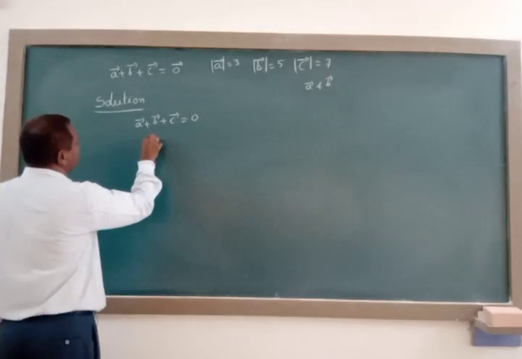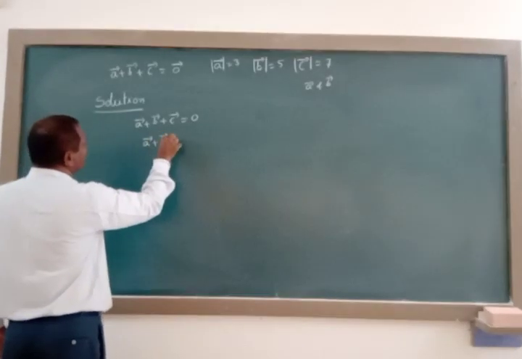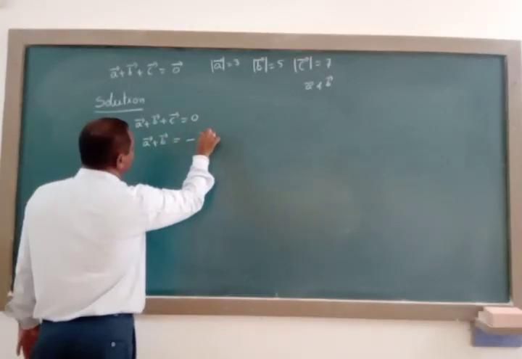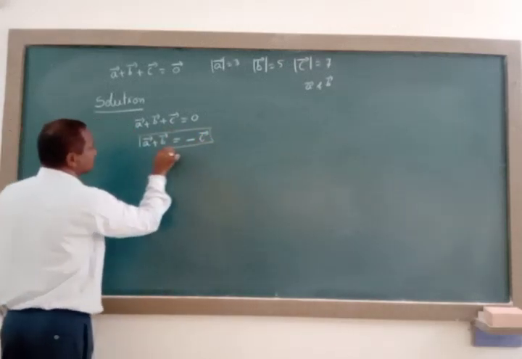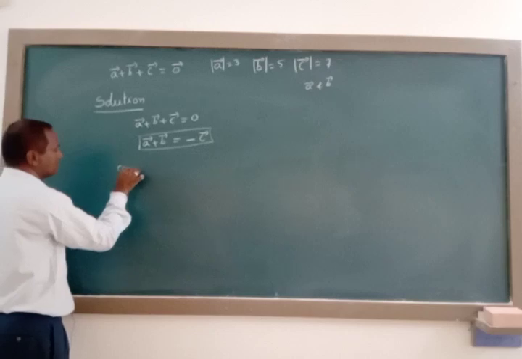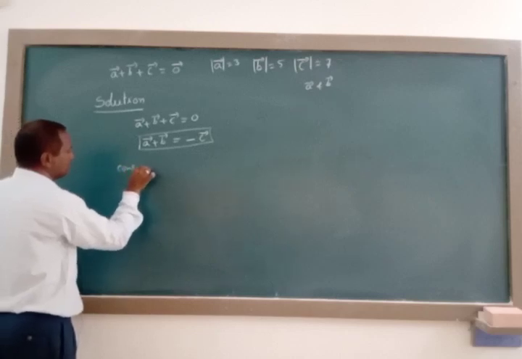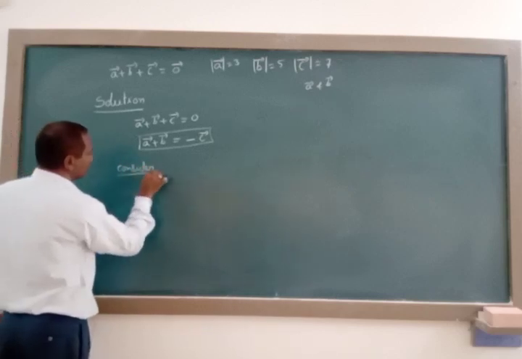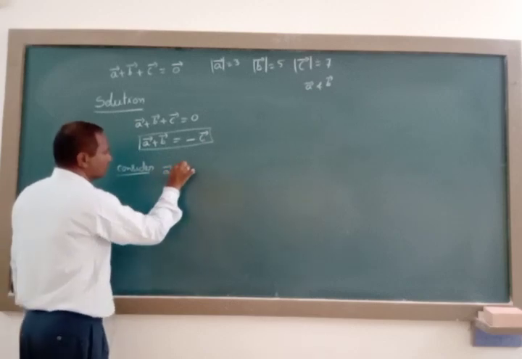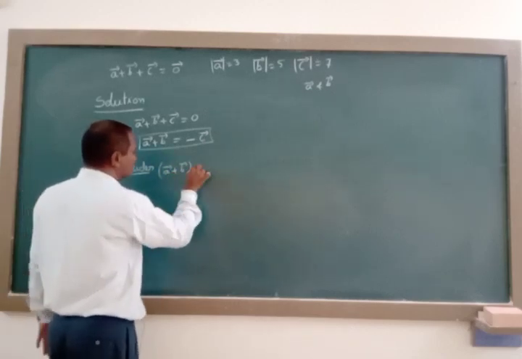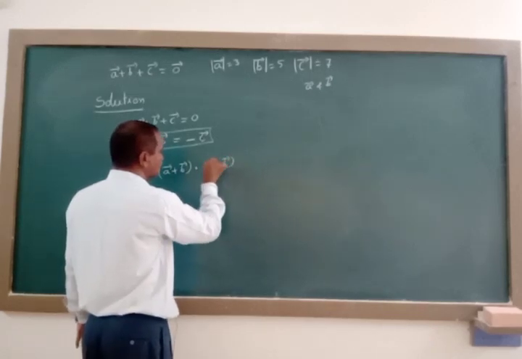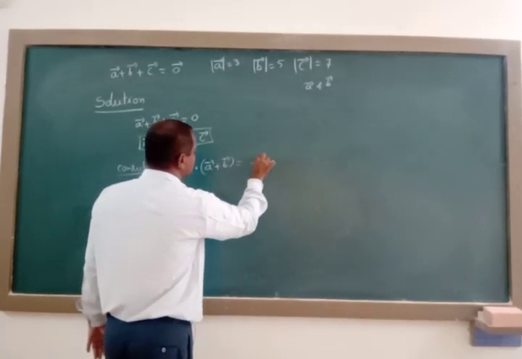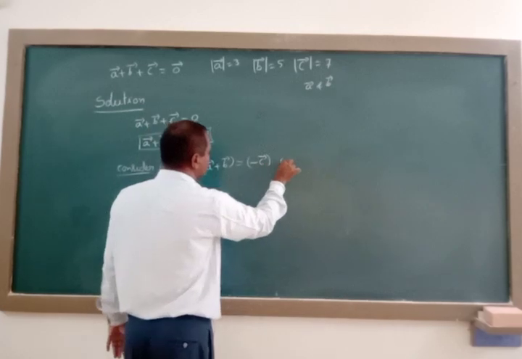A bar plus b bar is equal to minus c bar. With help of this, consider this value: a bar plus b bar dot a bar plus b bar is equal to minus c bar dot minus c bar.